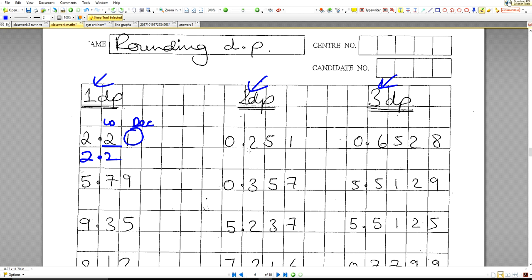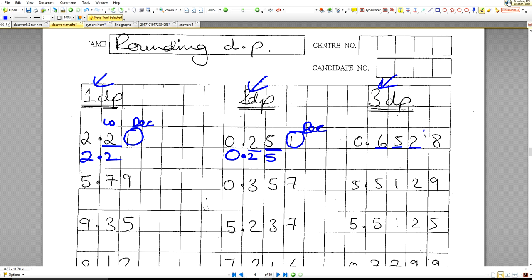Now, if I was to round to two decimal places, here's the first decimal place, here's the second decimal place, then I stop here. And the next number will be called my decider. The decider here is less than 5, so you leave everything as it is and just copy it all down. So my answer is 0.25.